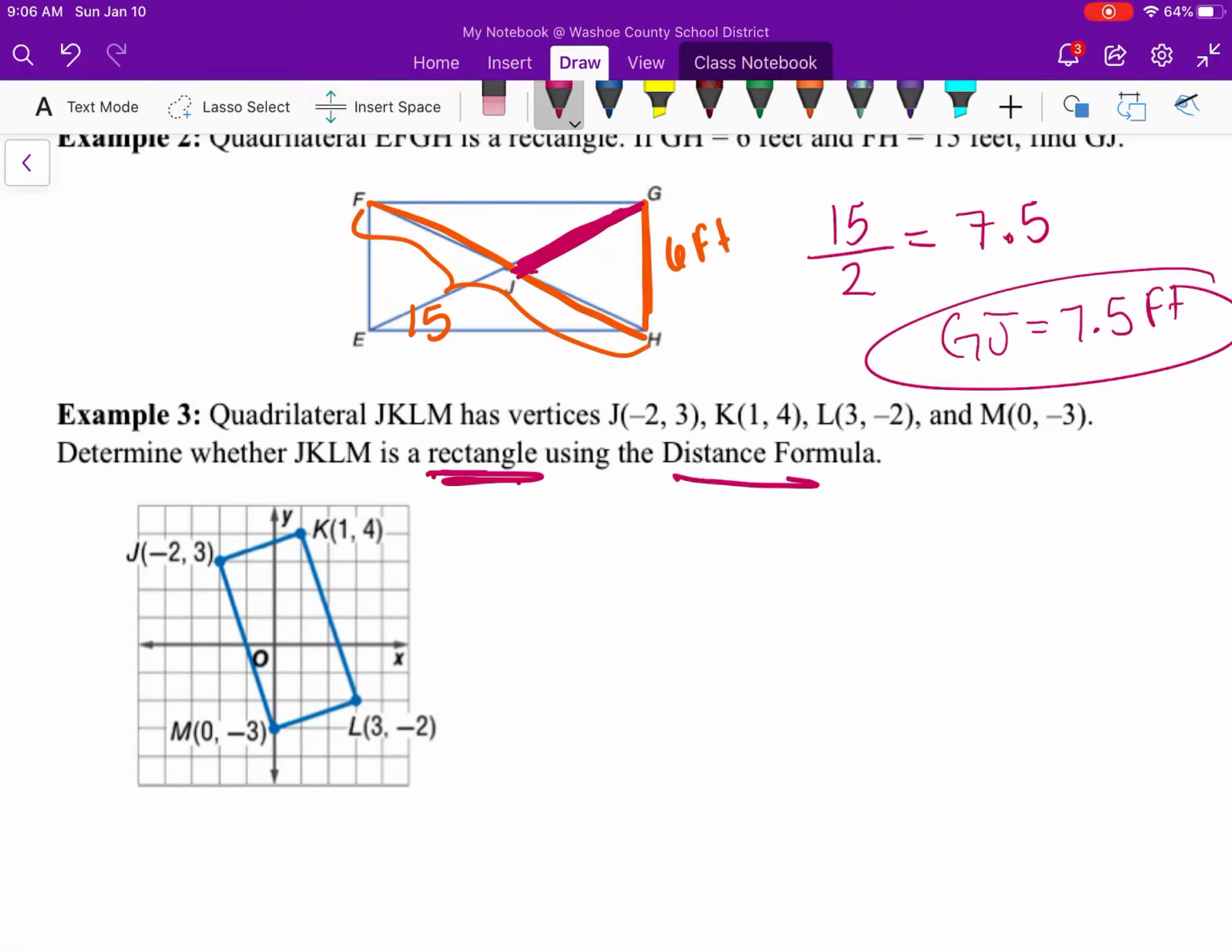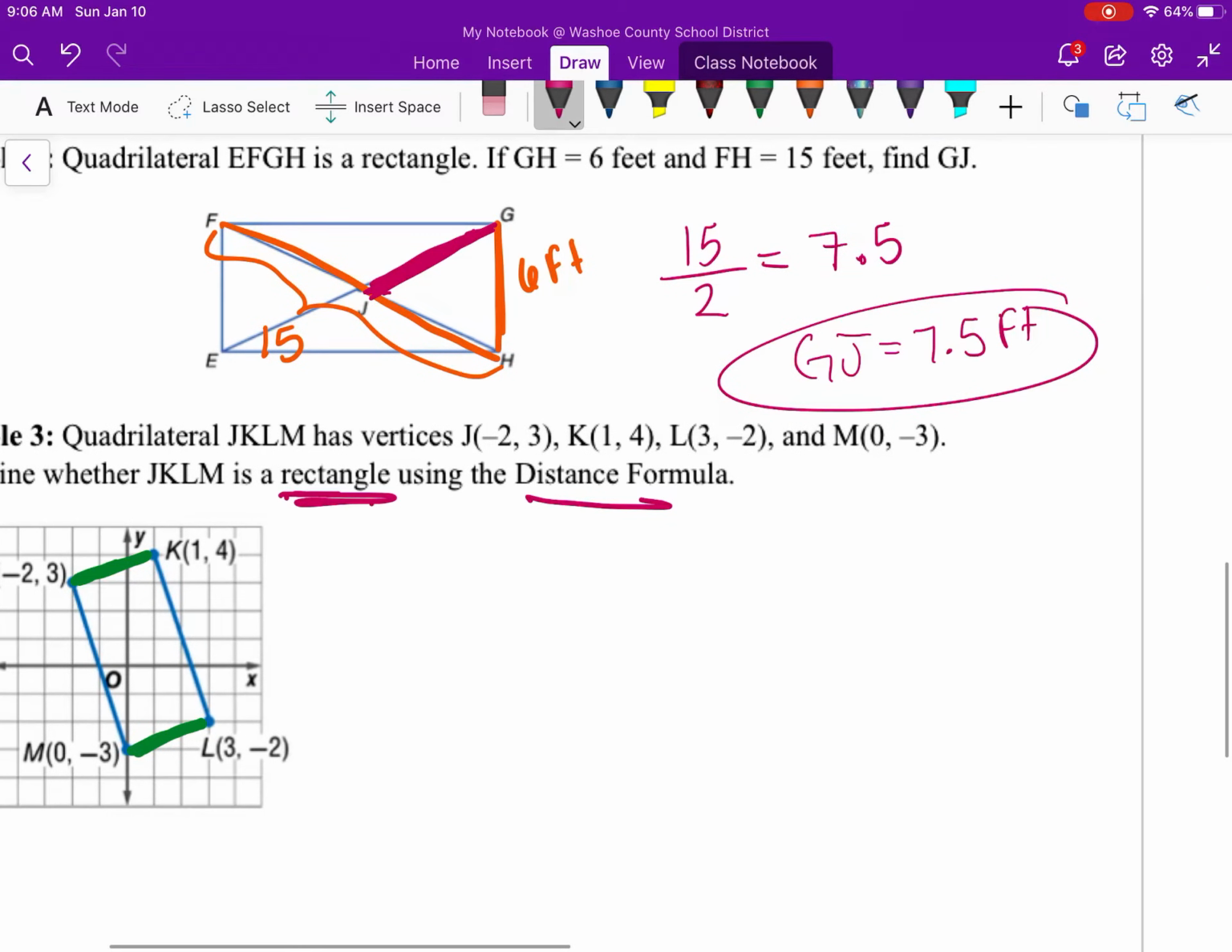We looked at the slope. We looked at how the distance formula would help us too. So this is specifically telling us to use the distance formula, and we're trying to see if the opposite sides of this parallelogram are congruent, so that I can assume it's going to be a rectangle or not. Okay, so first I'm going to start off by reminding you what the distance formula is, and the distance formula is x sub 2 minus x sub 1 squared plus y sub 2 minus y sub 1 squared. Okay, so we're taking our x's and finding the difference.